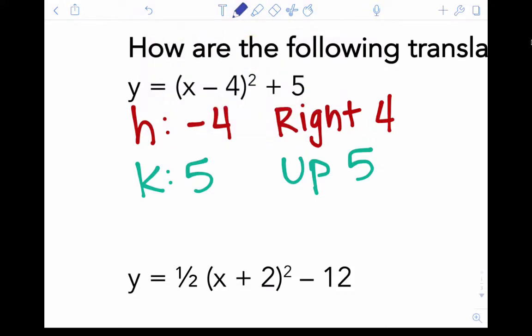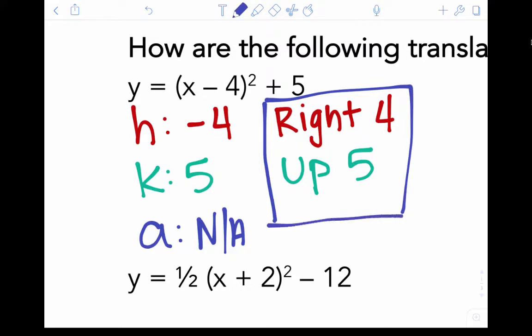And then with a, my original a was 1. It's still 1, which means that there's no change. So there's no change in a. I don't need to say anything. This right here is what I'm wanting in your answer. I want to see what direction and how many times it moves. If there's no movement or if there's no scale factor that changes, then you don't need to put it.